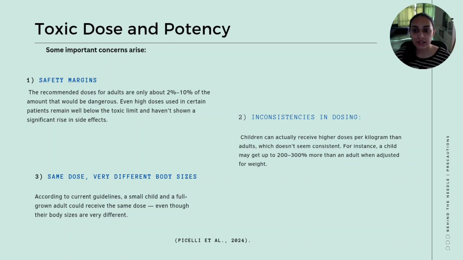Second, there are inconsistencies in dosing, especially between adults and children. For example, children can end up receiving 200 to 300% more than adults per kilogram of body weight, which doesn't really make sense. Lastly, we see cases where the same dose is given to people with very different body sizes, like a small child and a full grown adult. This raises concerns about whether current guidelines are truly appropriate for all age groups.